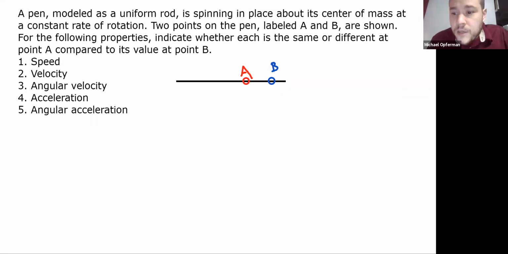Question number one, do they have the same speed? Number two, is the velocity the same? Number three, is the angular velocity the same? We probably want to try to answer all three of these questions at the same time. What is the same between those two points? Is it the speed or the angular speed that's the same between the two points?